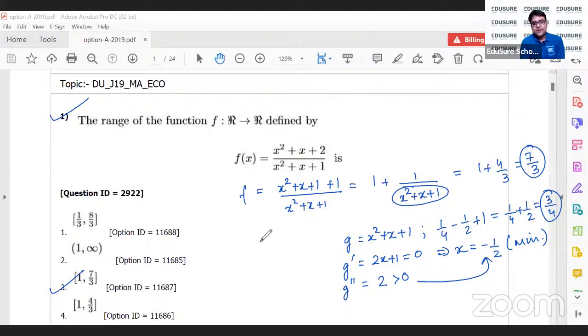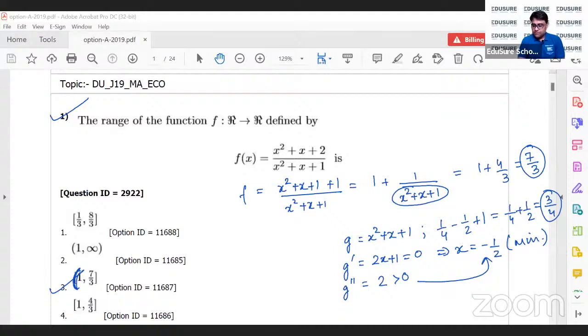Now please understand, 1 should have been an open interval, ये होना चाहिए था, but this is the best option that you can mark. DSC में बहुत बार you may not get the exact option, so please mark the best answer that is available out of the 4 options. The best answer that is available out of the 4 options is 3.